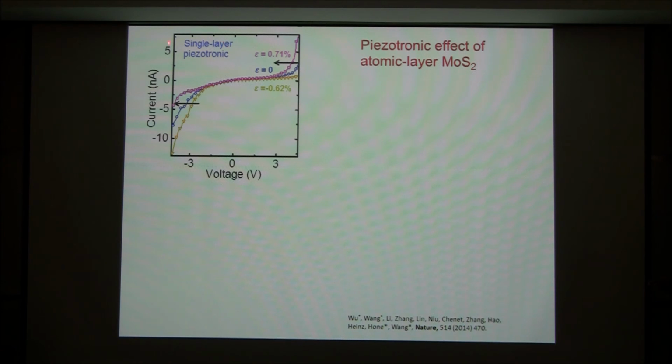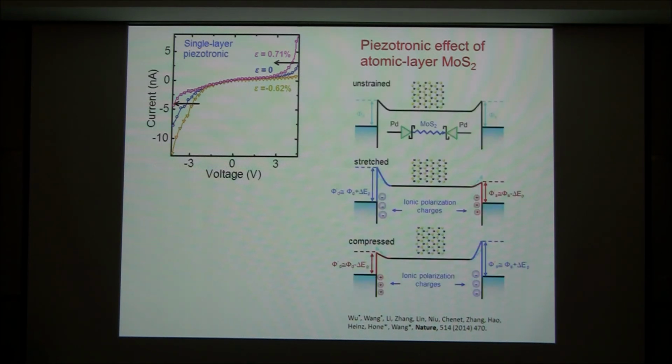For a single atomic layer molybdenum sulfide, if you have 0 strain, the blue curve; on the 0.71% tensile strain, on the positive bias, the current increases. Here, the current drops. This asymmetric change is because of the asymmetric sign of the charge at the two ends here, which contributes to this characteristic.